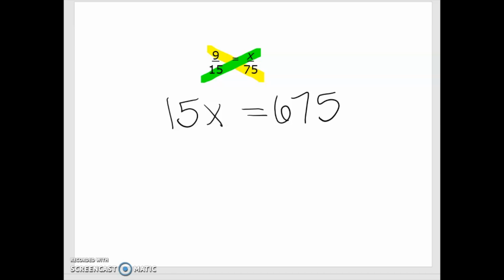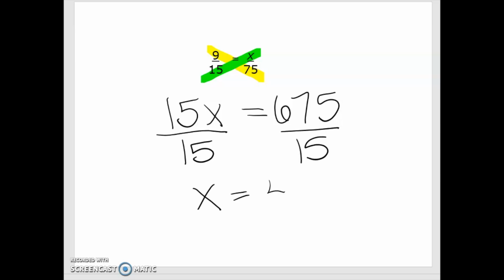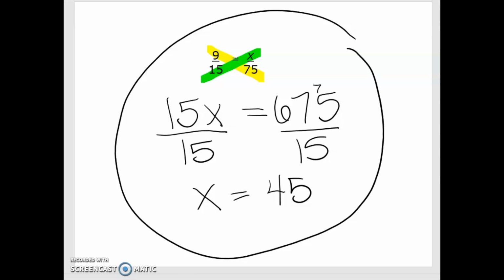Then we have our equation. We're going to solve by dividing by 15. Okay, and x equals 15 goes into 67 4 times with 7 left over. 15 goes into 75 5 times. So our answer is 45. So make sure when you're solving, all of your work should show the cross products being equal, solving the equation, getting to your answer. All right, let me know if you need any help.